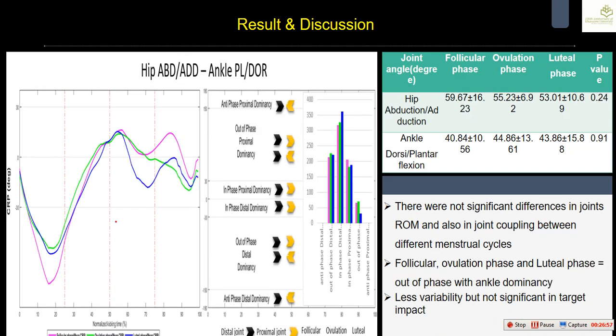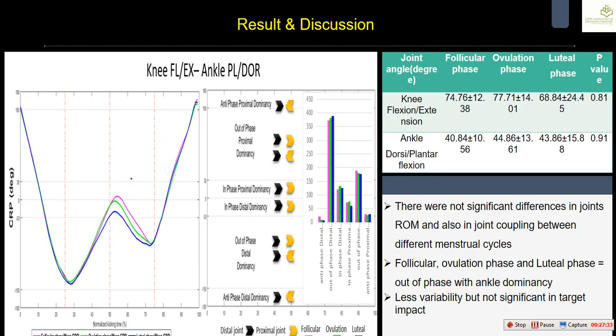For hip abduction adduction and ankle plantar dorsiflexion, again we couldn't find any significant differences in joints range of motion and also for the coordination patterns. But the more coordination pattern for these two joints was out of phase with ankle dominancy during three phases of menstrual cycles, and again we found less variability, but not significant, in the target impact.